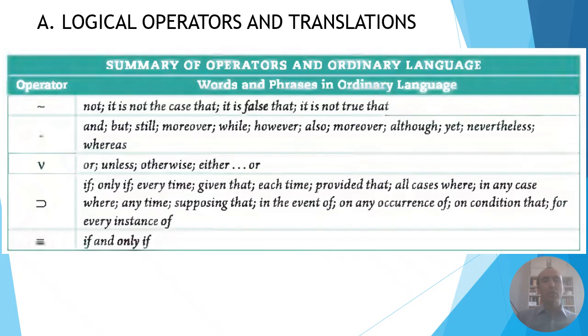The horseshoe translates the words and phrases in ordinary language if, only if, every time, given that, each time, provided that, all cases where, in any case where, any time, supposing that, in the event of, on any occurrence of, on condition that, for every instance of. And finally, the triple bar symbol translates the phrase in ordinary language if and only if.